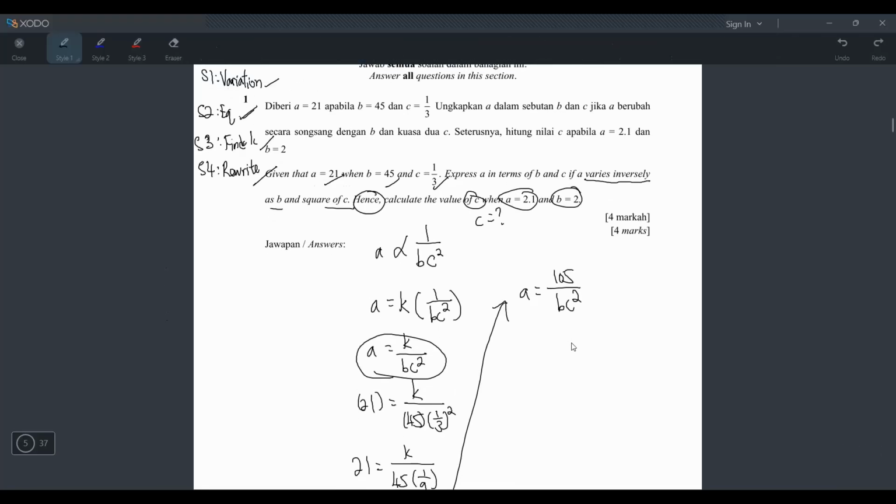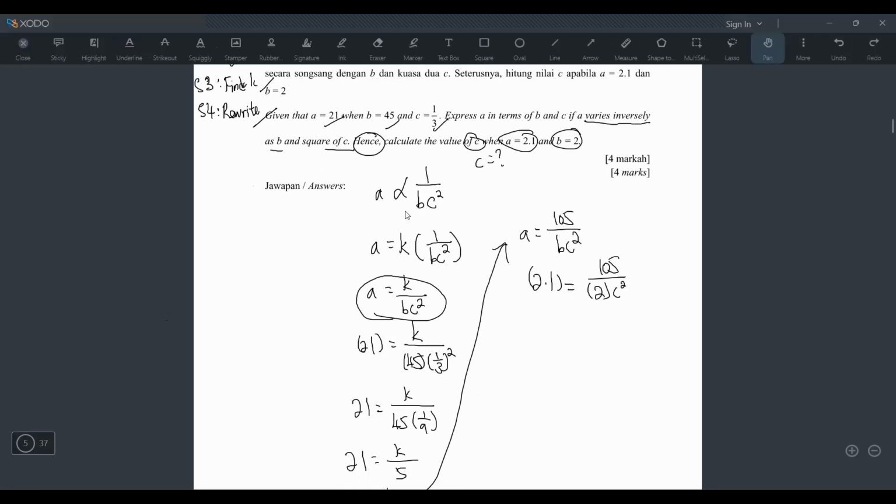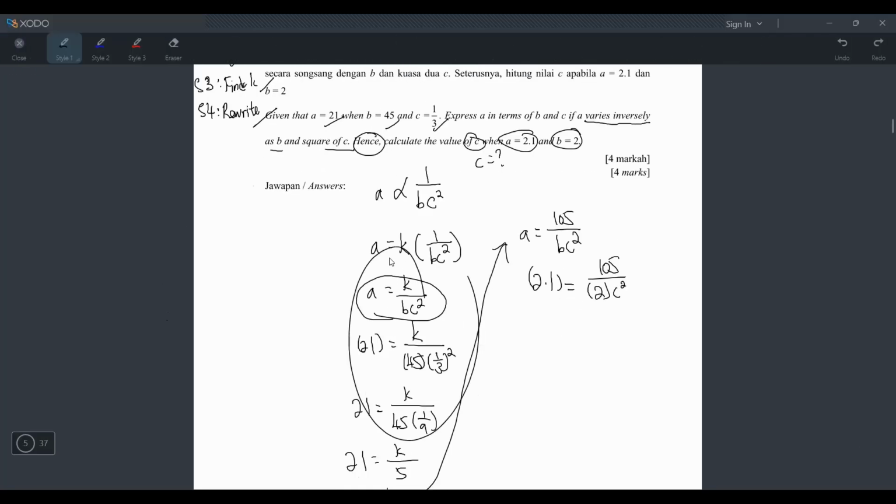Okay, let's do it. How I want to find C? If I want to find C, it means I need to have my B here and I need to have my A here. And they give you A is 2.1, B is 2. And I repeat one more time, you can't find C if you don't do this part first. If you don't do this part first, you cannot find this also. It's impossible. You have to do it like this.